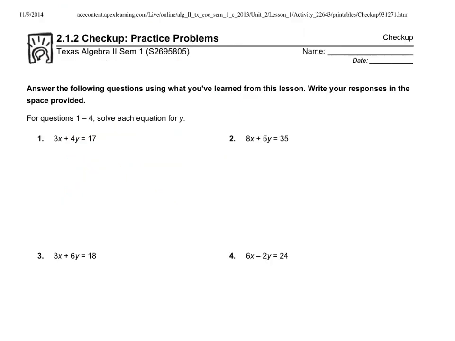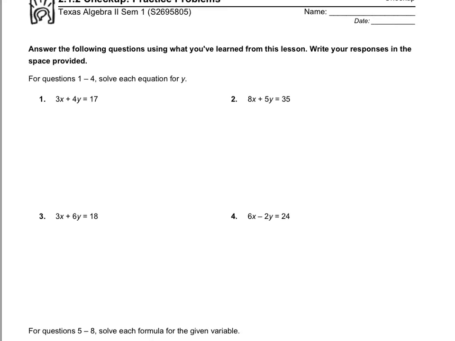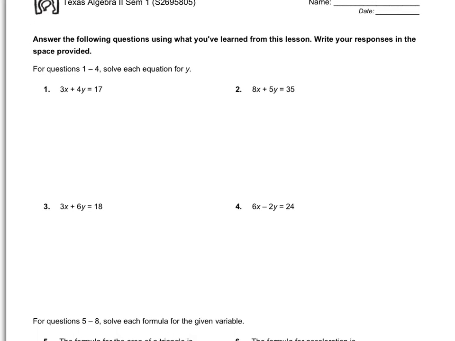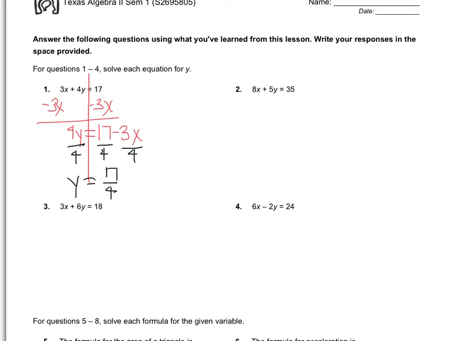So moving on to the checkup, as always, I will do the odds and you'll be responsible for doing the evens. So for number 1, we're supposed to solve for y, so I'm going to draw my line. If I'm going to solve for y, the first thing I need to do is subtract 3x from both sides. So I get that 4y equals 17 minus 3x. And then to get y completely alone, I'm going to divide everything by 4. And I can't actually divide 17 by 4, so I'm going to leave it as 17/4. And the same thing is true with 3/4. I can't really divide 3 by 4, so I'm going to leave it as 3/4 x.